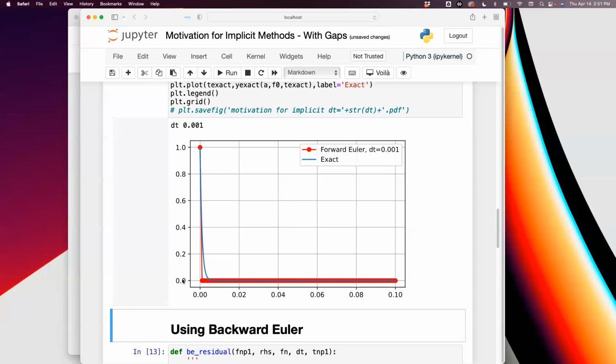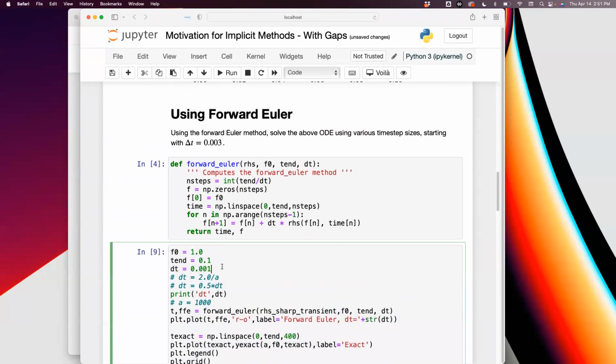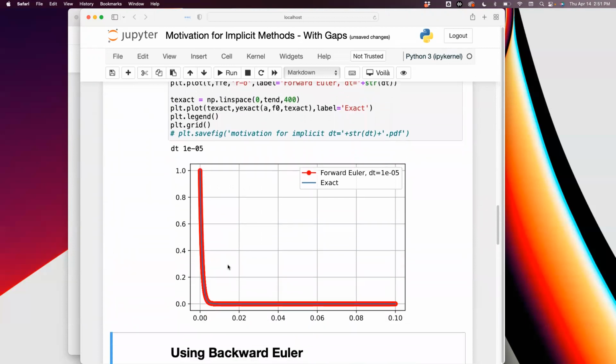So let's go ahead and try an even smaller time step. Indeed, when you go to a very small time step, you capture all of that correctly. Now, intuitively and physically, what you will learn as you go through your engineering education is the concept about time and length scales.